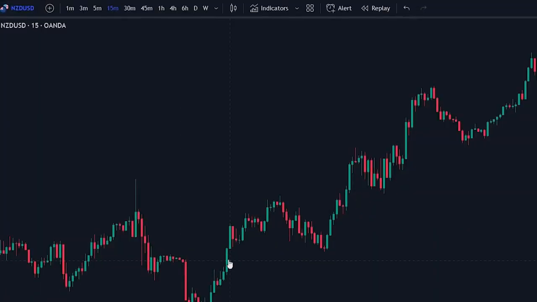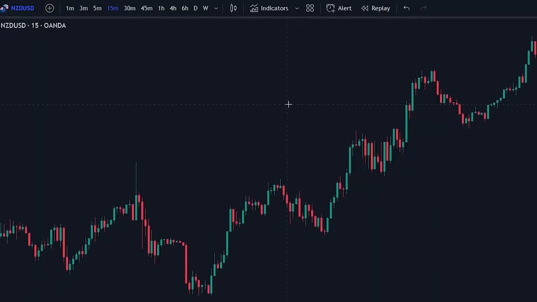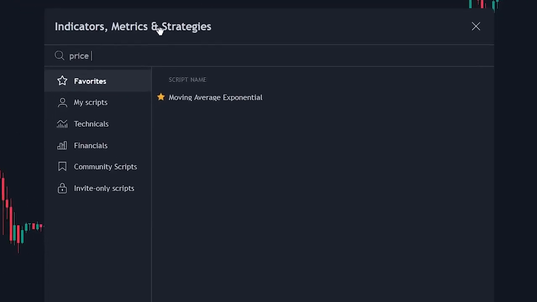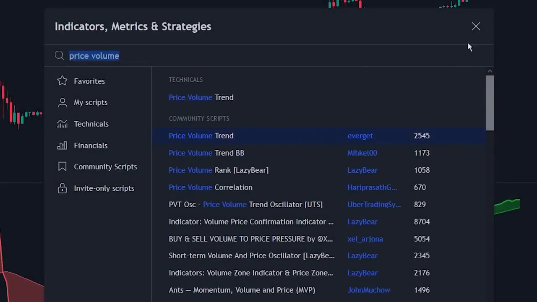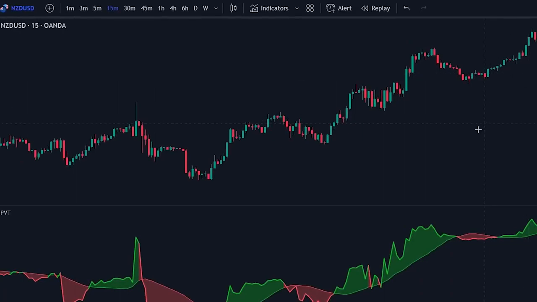Let's first add the indicator to the chart. Head over to the Indicator Search tab and search for the Price-Volume Trend Indicator. Select the indicator made by Everget and add it to the chart. Now let's take a look at what the different components of the indicator are and how they work.